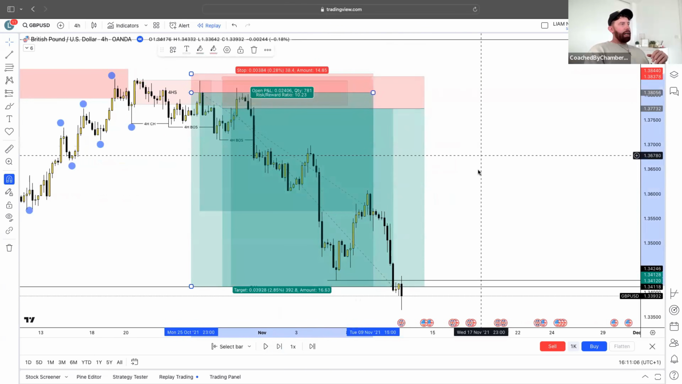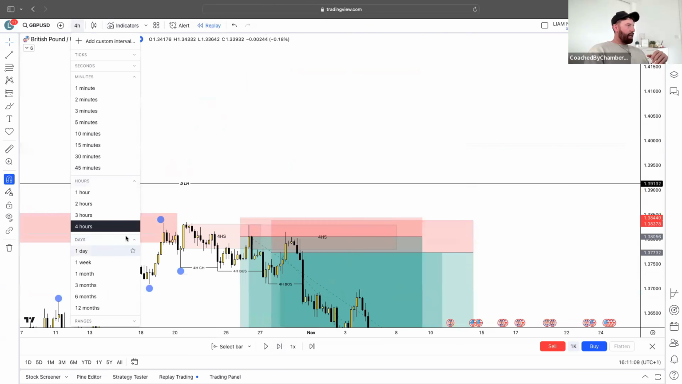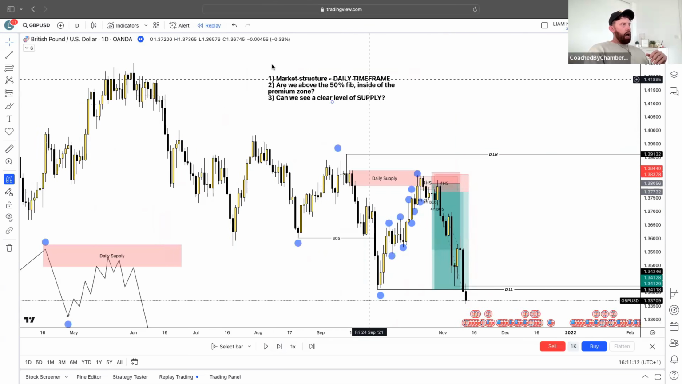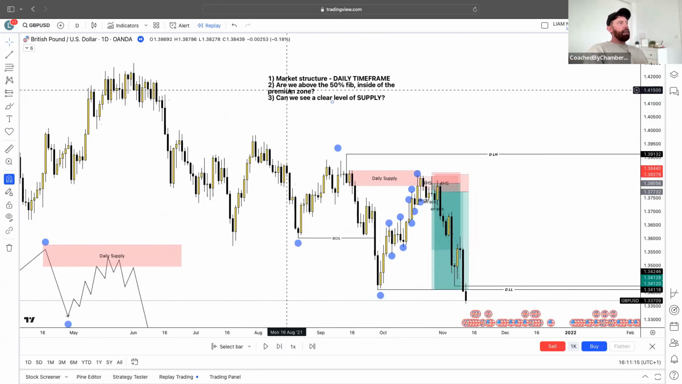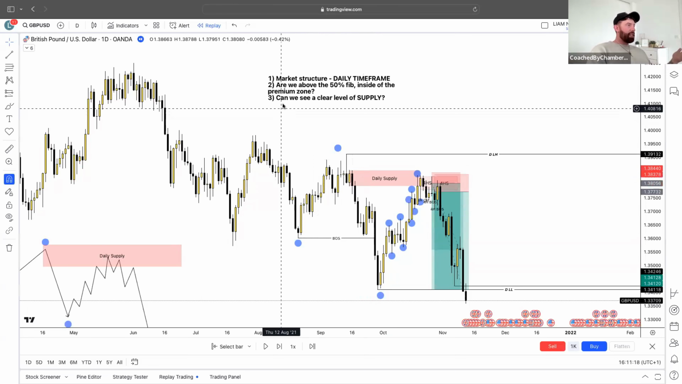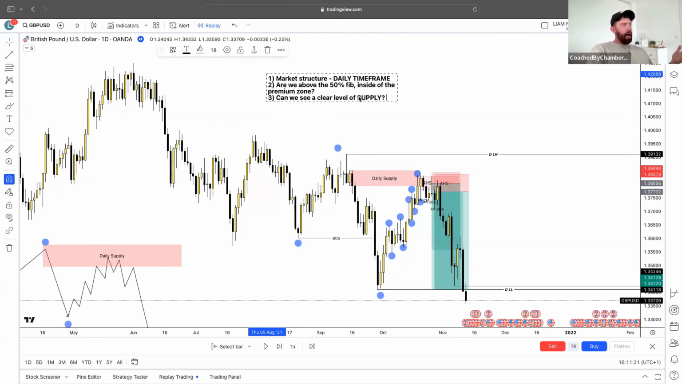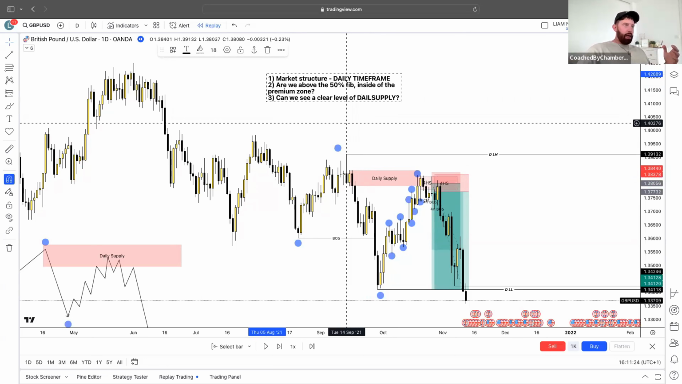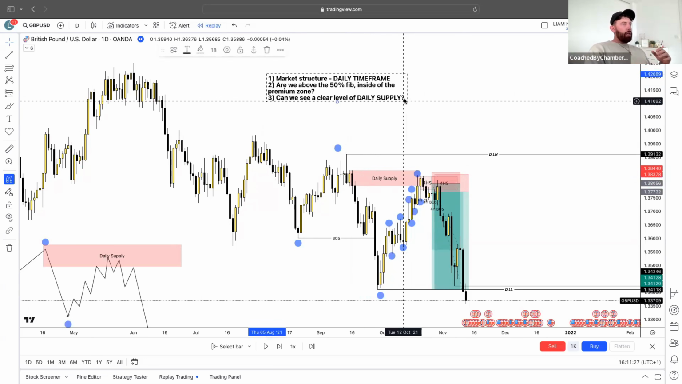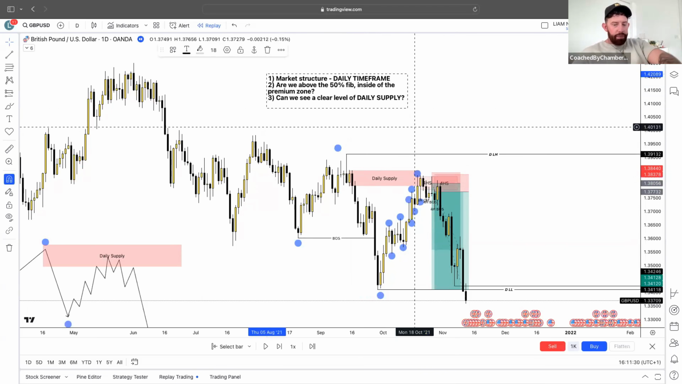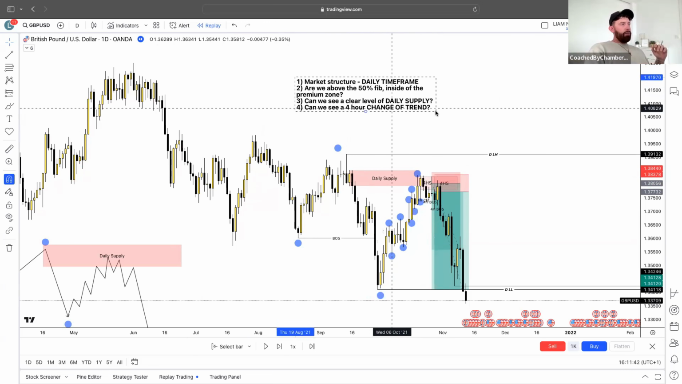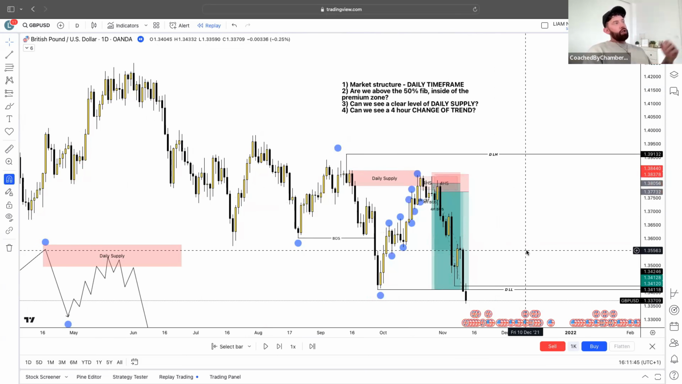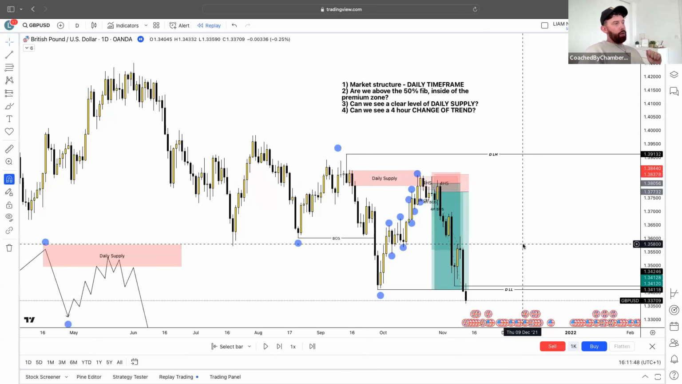Approaching the daily time frame, identifying, let me just get these back up for you. Approaching the market structure on the daily time frame, seeing if we're above that 50% level, and then also can we see a clear level of supply if it's in a downtrend and demand if it's in an uptrend. So let's put daily supply so you guys can see. And then from there, the next confirmation that we obviously had is, can we see a 4-hour change of trend? That would be the next confirmation. Can we see a 4-hour change of trend, which I've just shown you guys how simple it is to identify.